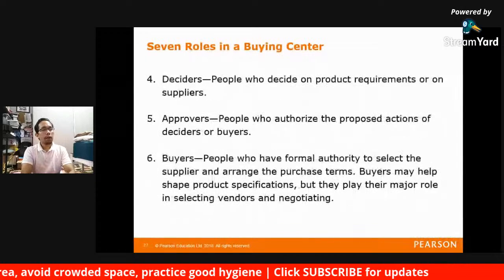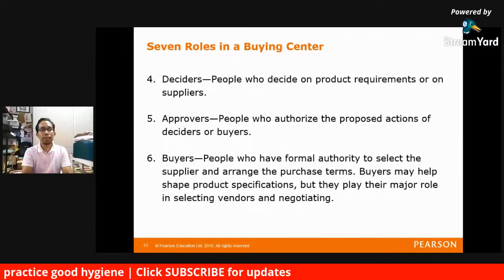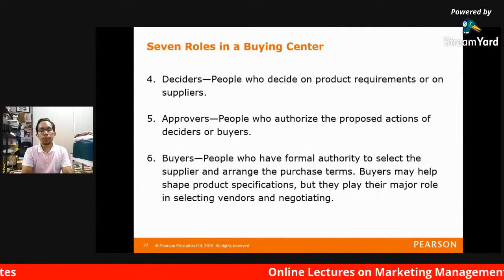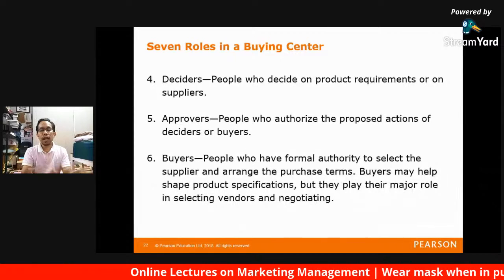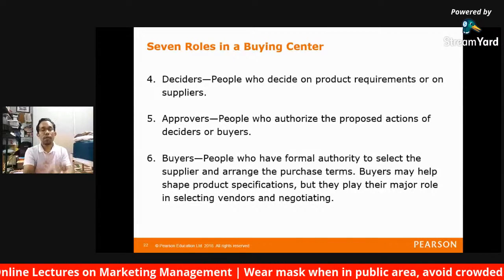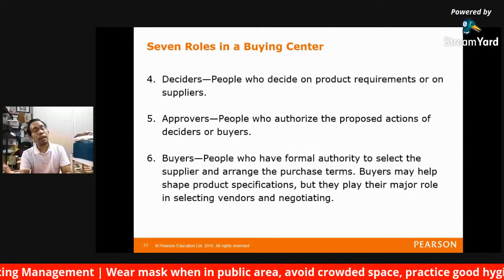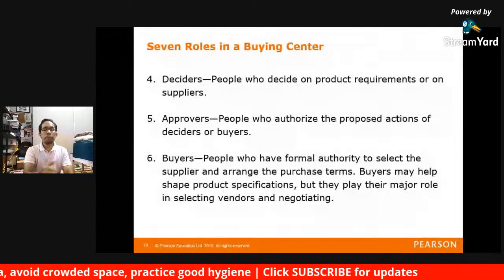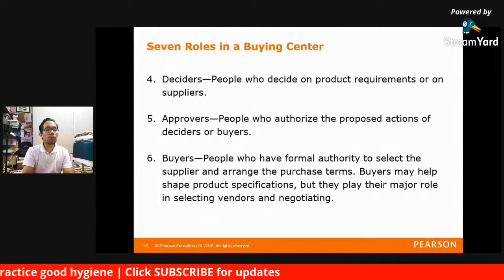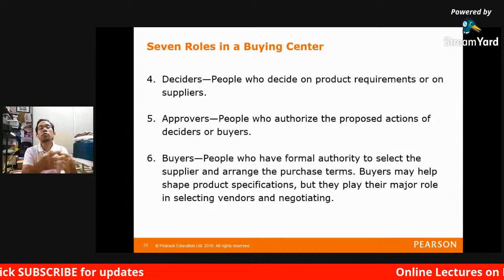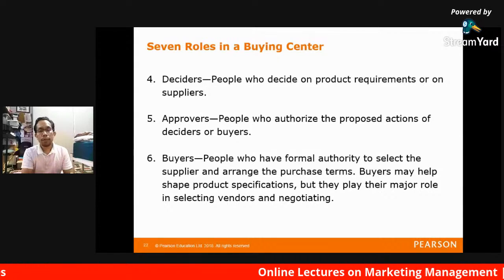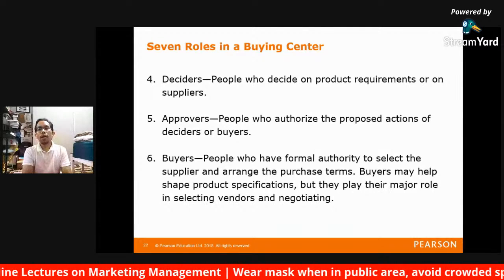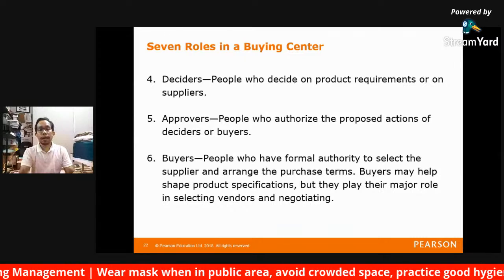The decider: who decides? People who decide on product requirements. In one company, usually if they have an IT department, it has the expertise talking about virtual meeting solutions. The approver: people who are authorized to approve proposed actions, authorized to say yes, we can buy. Usually the CEO or general manager, once the committee has decided, all right, we buy.